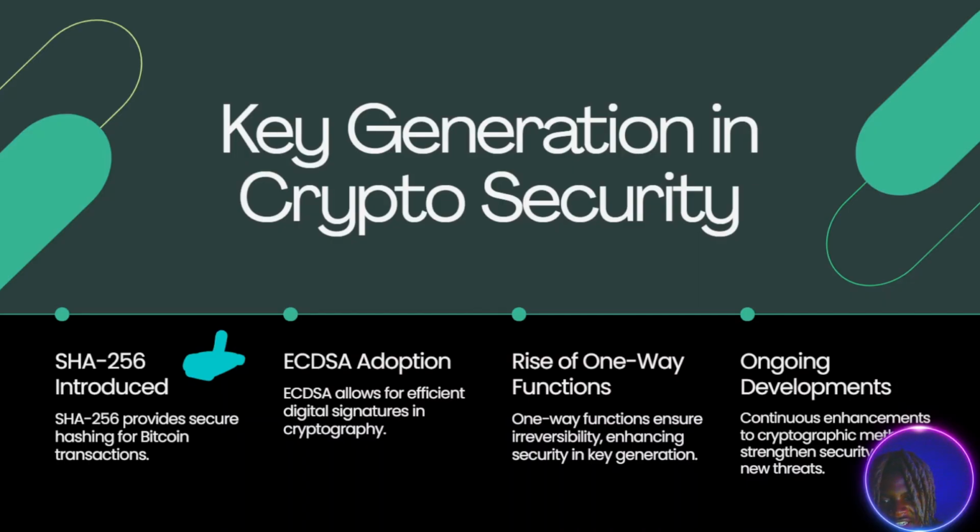And ECDSA adoption. Let's talk about what that is. ECDSA means the Elliptic Curve Digital Signature Algorithm. It's a cryptographic algorithm used to create and verify digital signatures, serving as a variant of the Digital Signature Algorithm, DSA, that leverages elliptic curve cryptography. It provides a secure method for ensuring the authenticity and integrity of digital messages or documents.